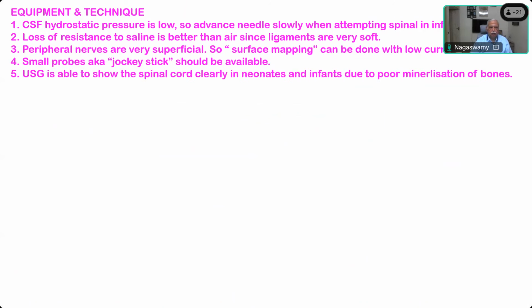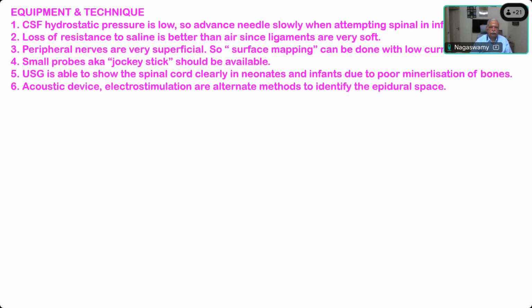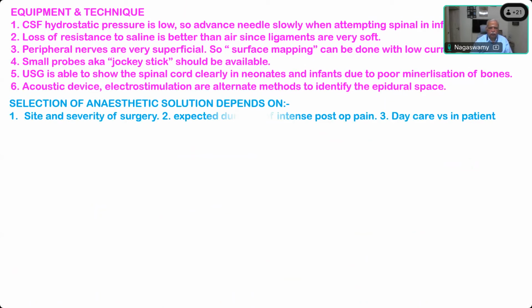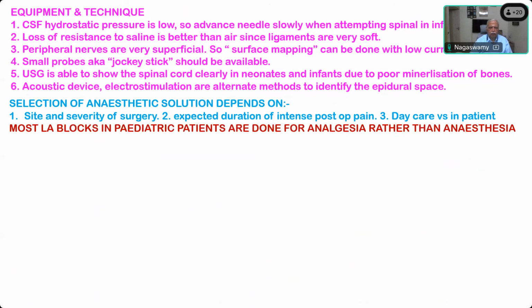Ultrasound guidance is able to show the spinal cord clearly in neonates and infants due to poor mineralization. And acoustic device, electrostimulation are alternate methods to identify the epidural space in pediatric patients. Now, selection of anesthetic solution depends on site and severity of surgery, expected duration of intense post-op pain, daycare versus inpatient hospital patients. Most LA blocks in pediatric patients are done for analgesia rather than for anesthesia.